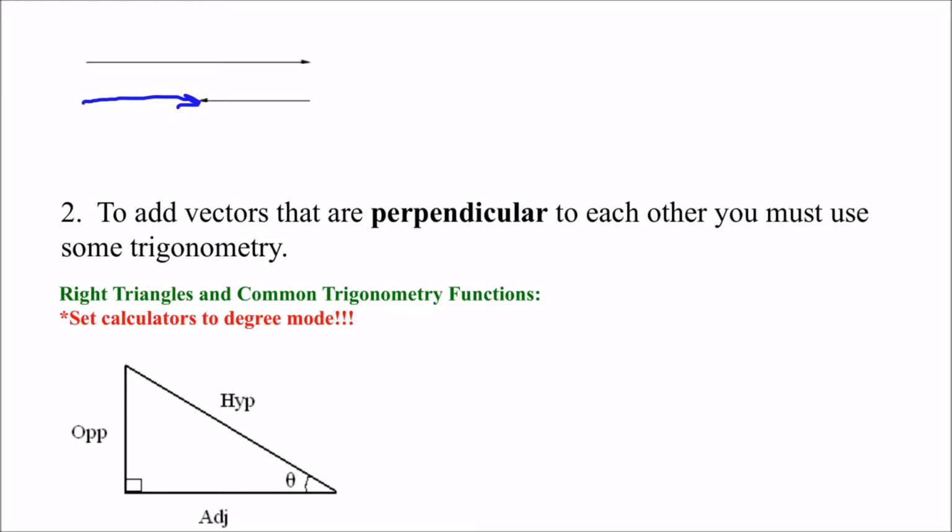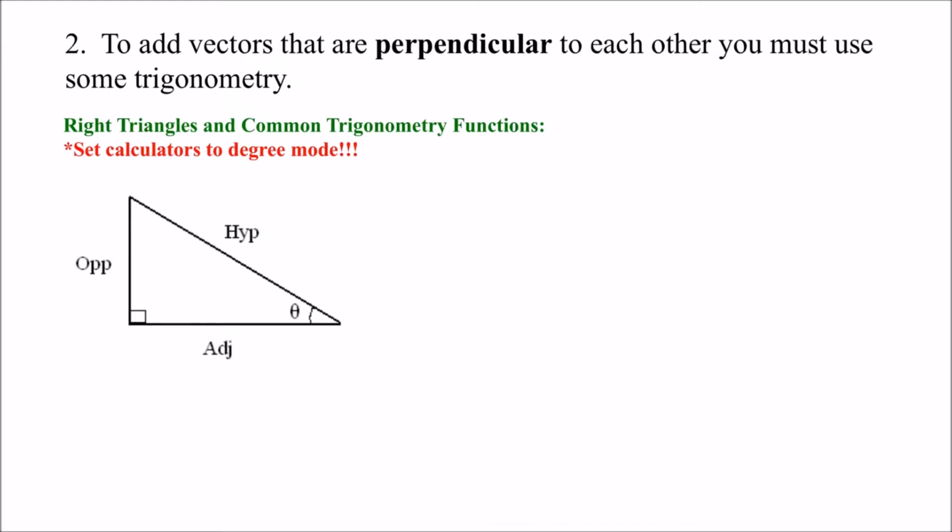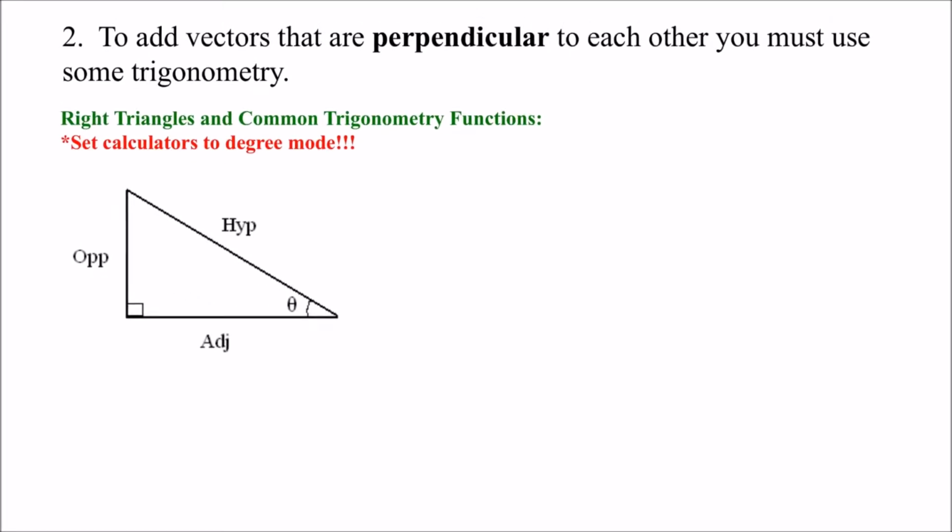All right. So now let's look and see what happens if we have vectors that are perpendicular to each other. Okay, if our vectors are perpendicular to each other, then we're going to have to use some trigonometry to figure them out. And that's going to be right triangle trigonometry. Now, some of you may be in geometry right now, or maybe you're in pre-cal, and so you've already gone over this a little bit before, and that's okay. This is just going to kind of be a refresher. If you haven't, then this will be good for you.